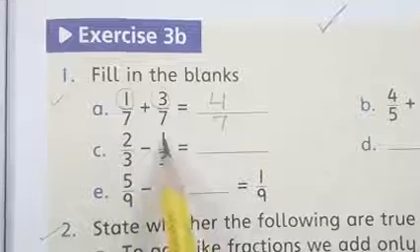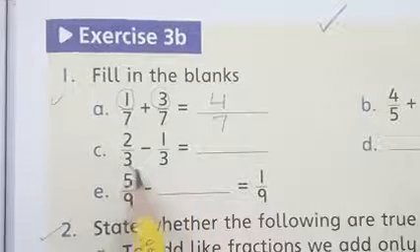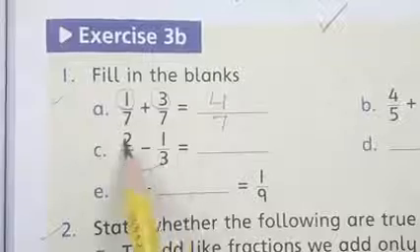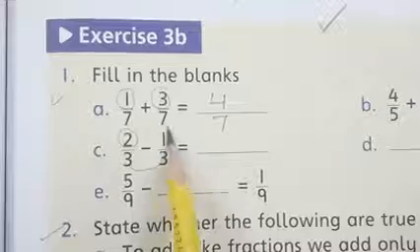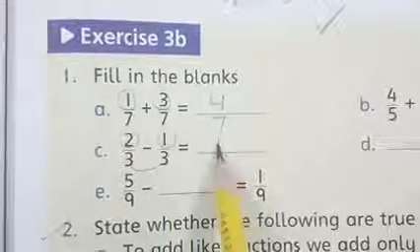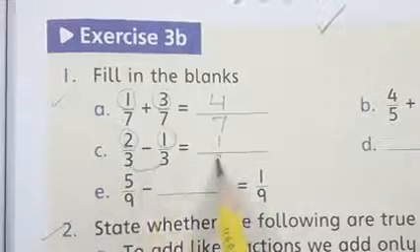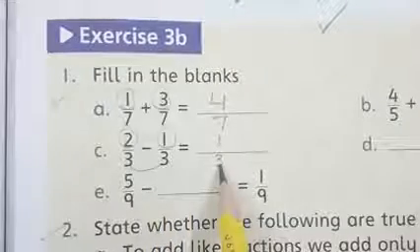Okay, here 2 minus 1, this is also a like fraction. So in like fractions we just subtract the numerators. 2 minus 1 is 1, 1 by 3. The denominator will come as it is.